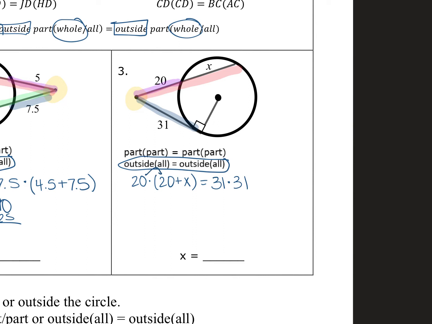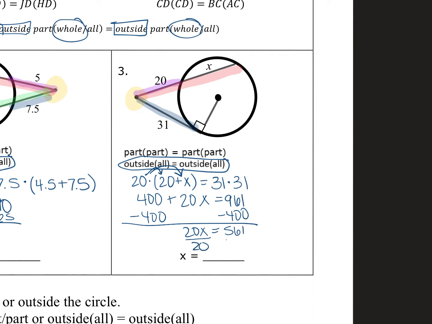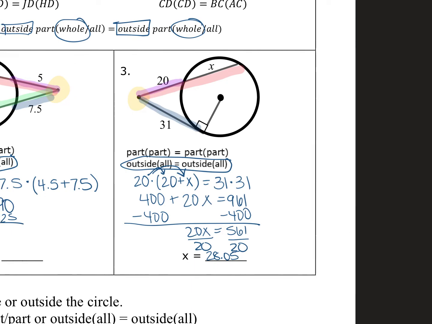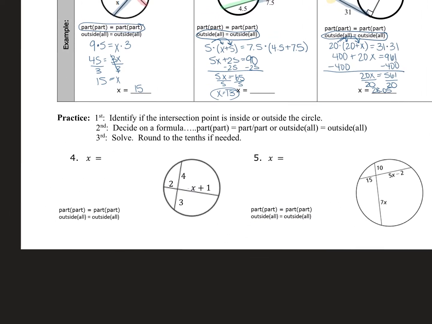Again, we have a number outside of the parentheses, so that means we need to distribute. 20 times 20 makes 400, and 20 times x makes 20x. 31 times 31 makes 961. Then we would subtract 400 on both sides. It would leave us with 20x equals 561. And then last step, we would need to divide by 20 in our calculators. And that would give us 28.05 for x.